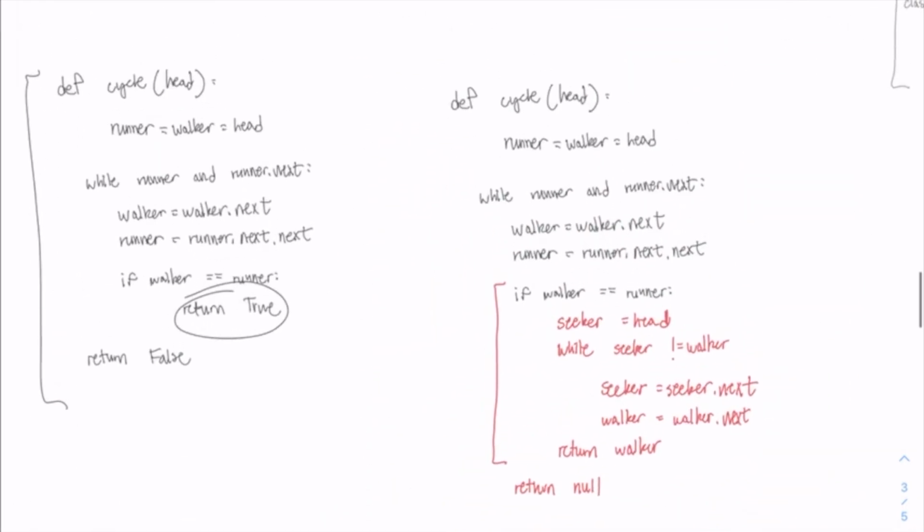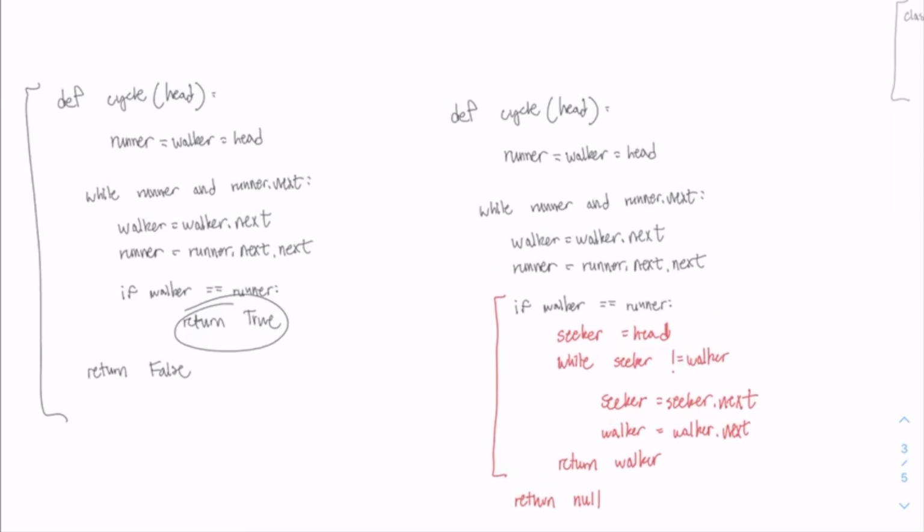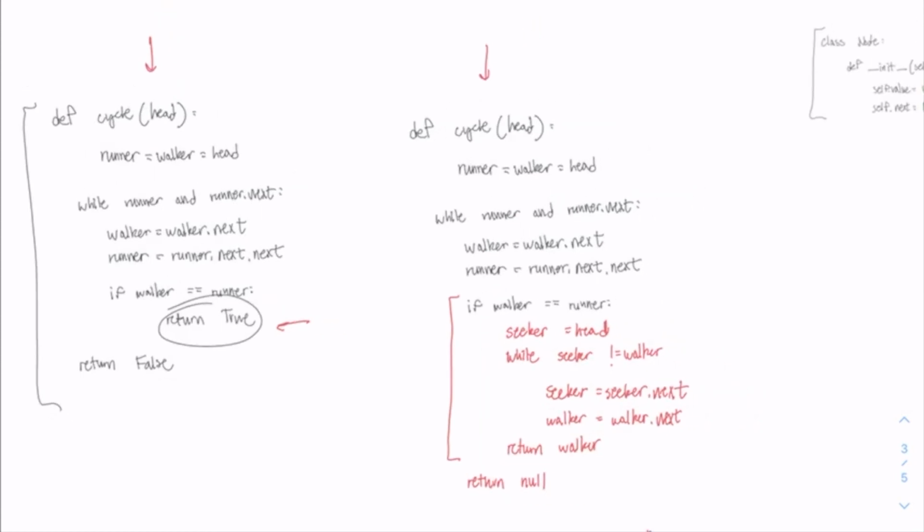We have 2 function definitions for 2 different but very similar interview questions, where in the first case we're returning true if there's a cycle, and in the second case we are returning the head node of the cycle if a cycle exists. And these are 2 different linked list LeetCode problems that I will be posting in the description so that you can work on them yourself.